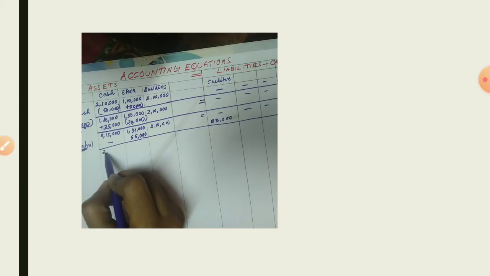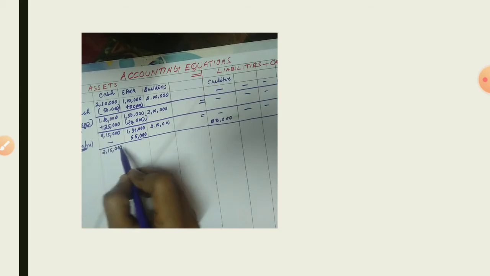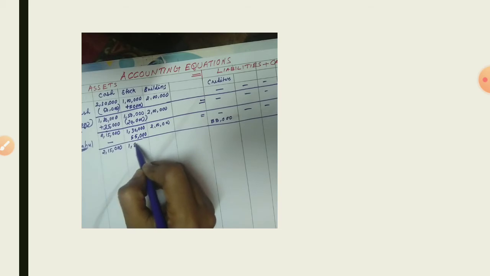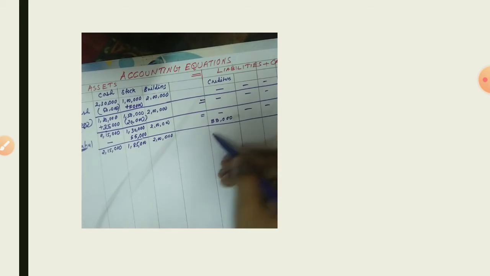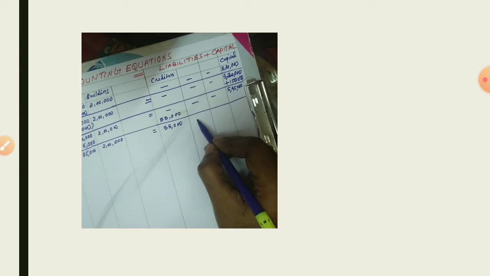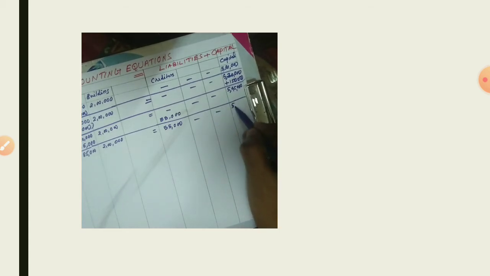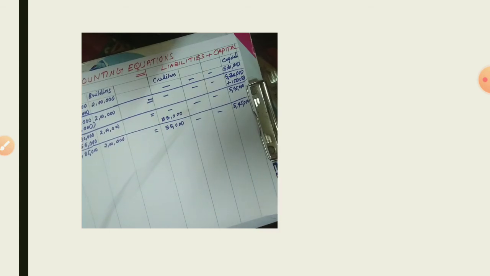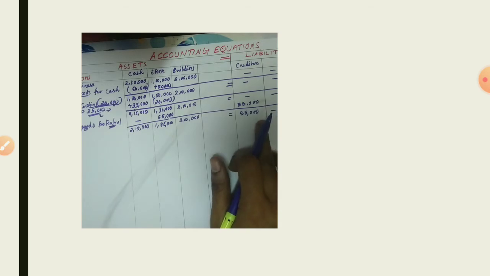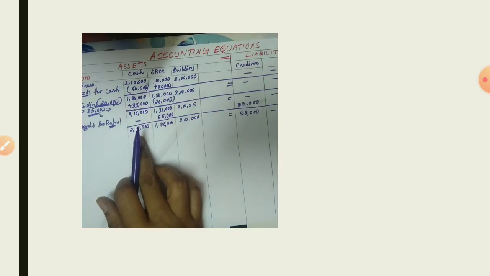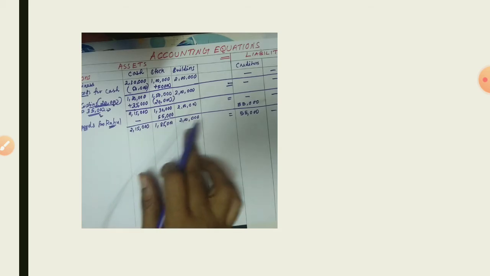So cash position no change, 2,15,000. Stock increased, 1,85,000. Then building again no change, 2 lakh. Here creditors 55,000. No other items here. Capital 5 lakh 45,000. Okay, so this way another equation is over. So 5 lakh 45 plus 55 you can add for the liability side, and for the asset side also we can add 2 lakh 15, 1 lakh 85, 2 lakh. So it will tally.